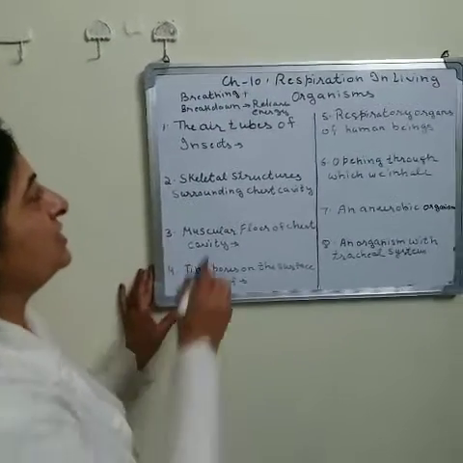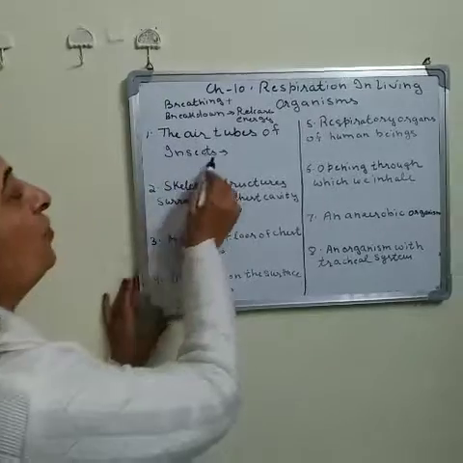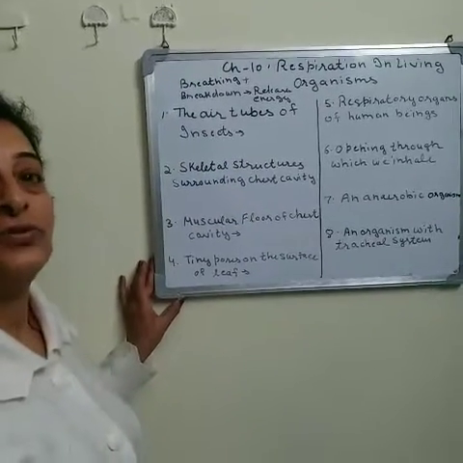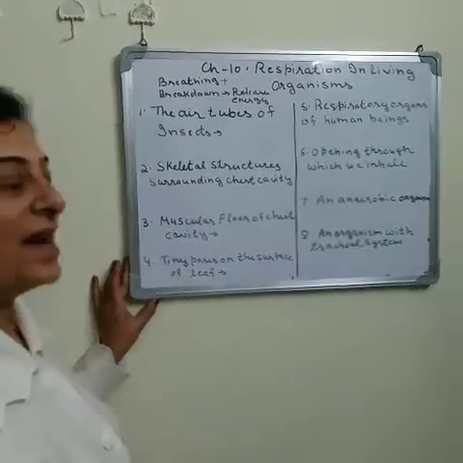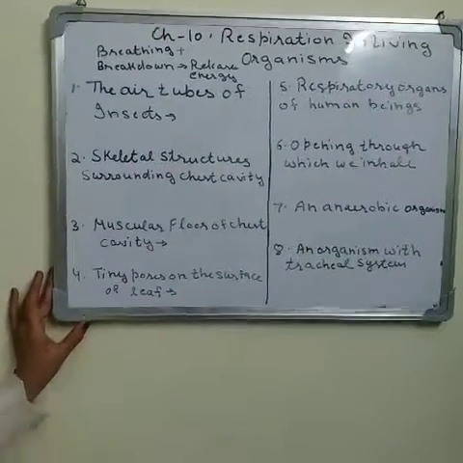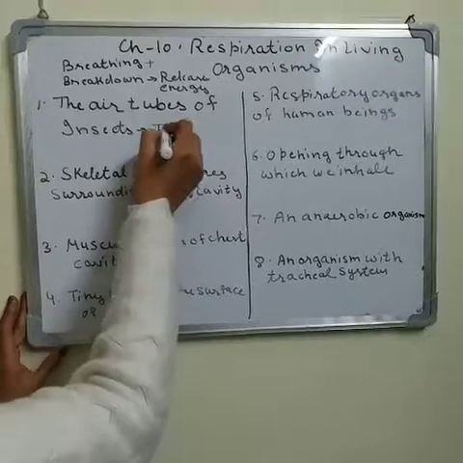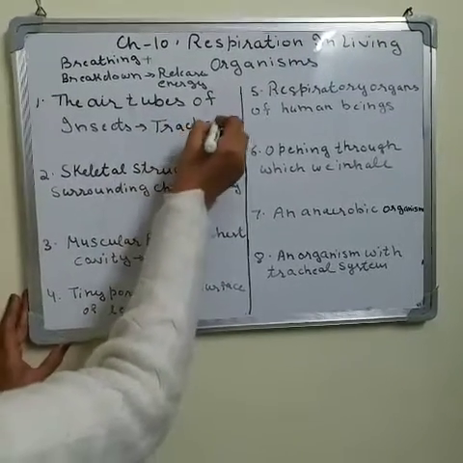The first one is the air tubes of insects. What is the name of those air tubes? Yes, you are right. The air tubes of insects are known as trachea.